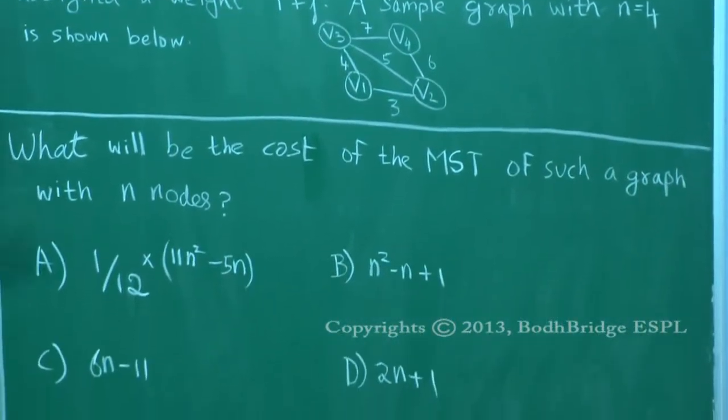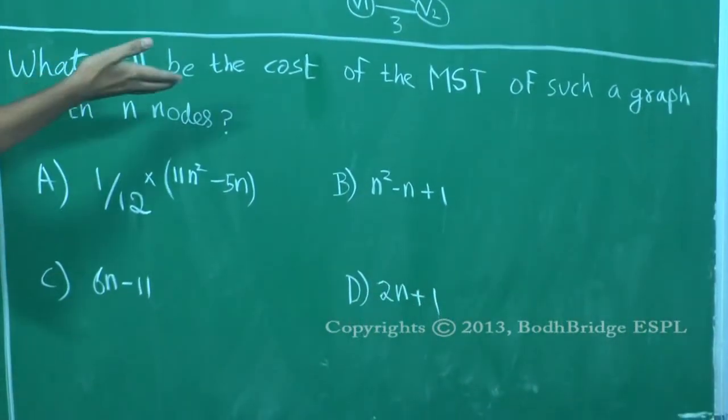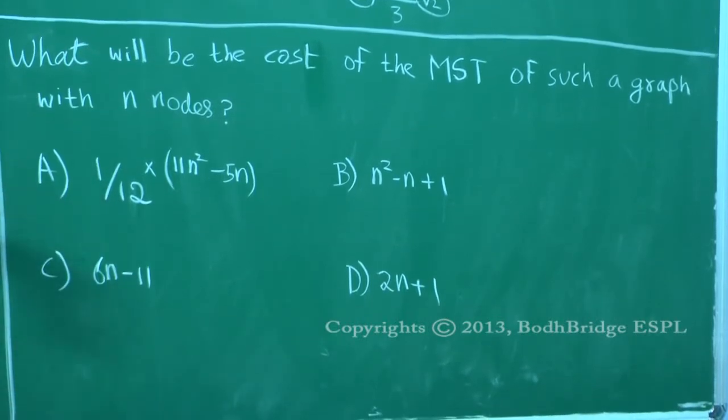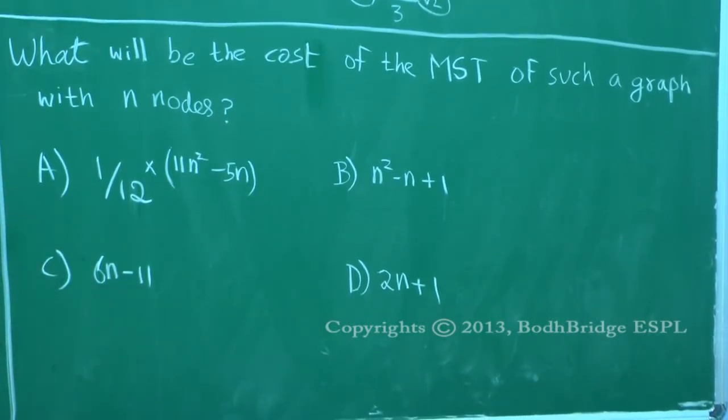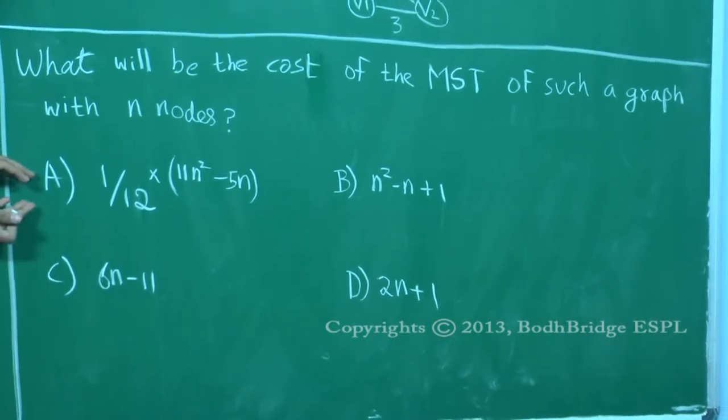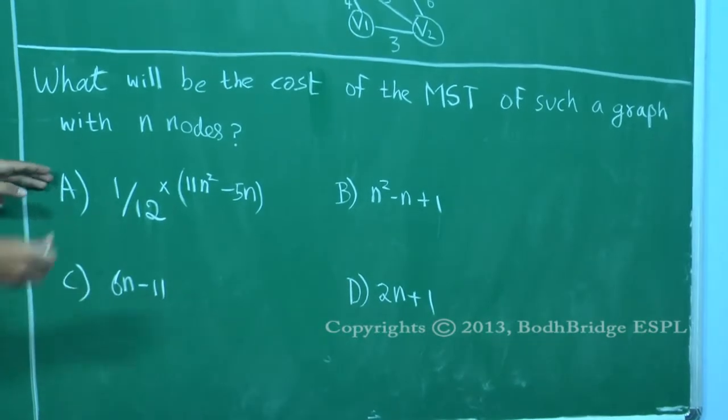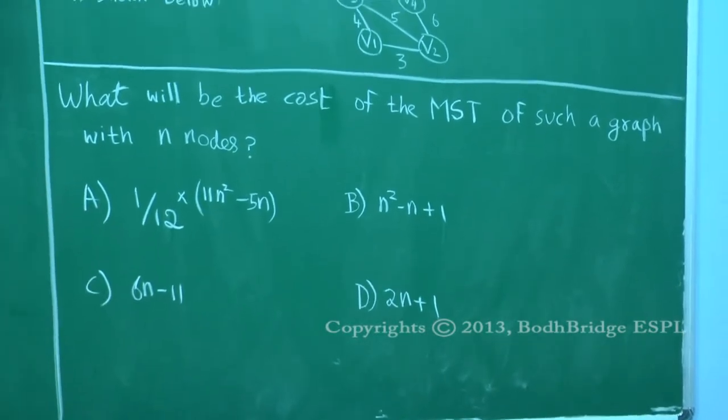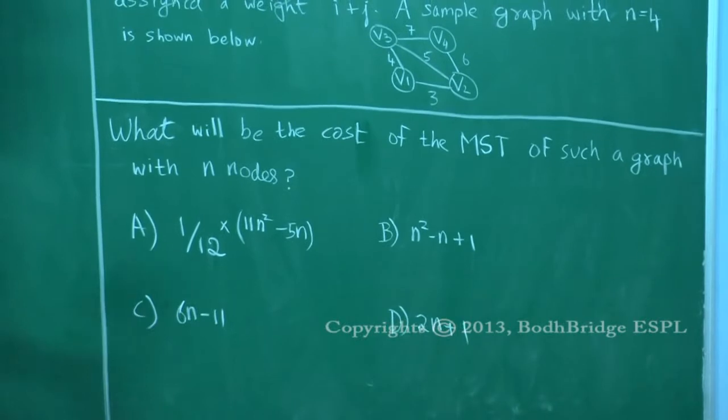So the question is, what will be the cost of the minimum spanning tree of such a graph with n nodes? To solve this problem, we can start from n equal to 3 and see which of these 4 equations is satisfied for a lot of n. You can take a random number of n's and check.